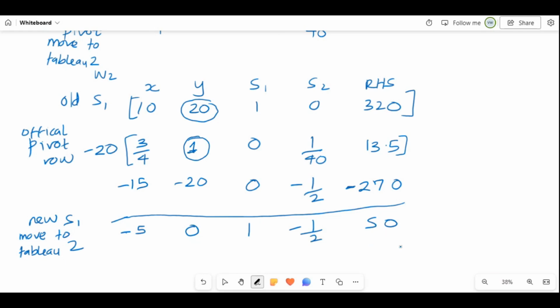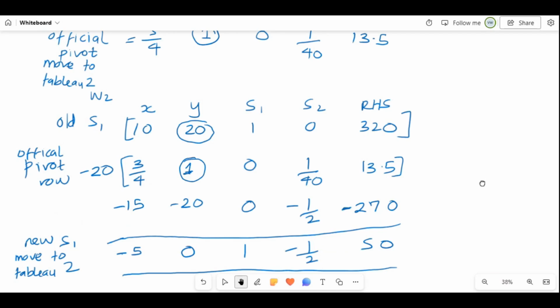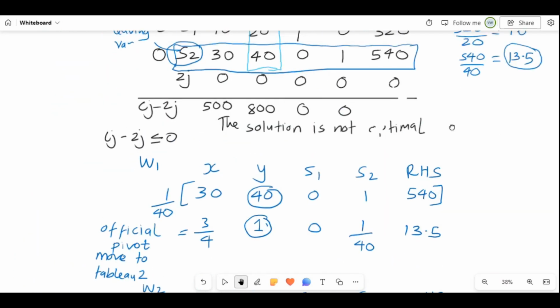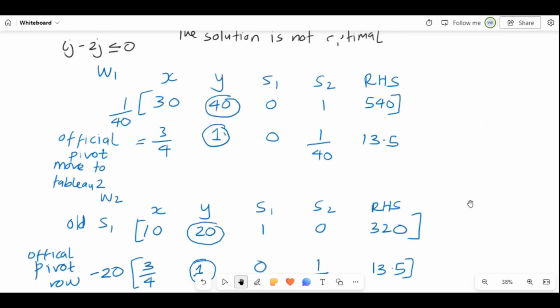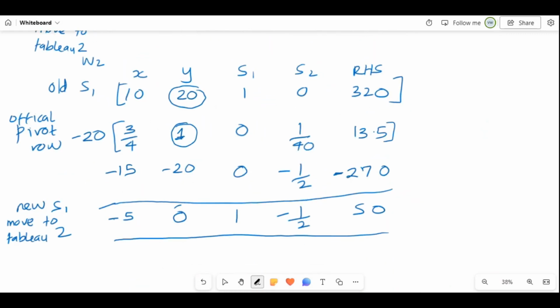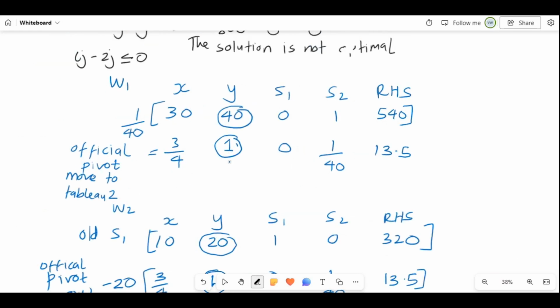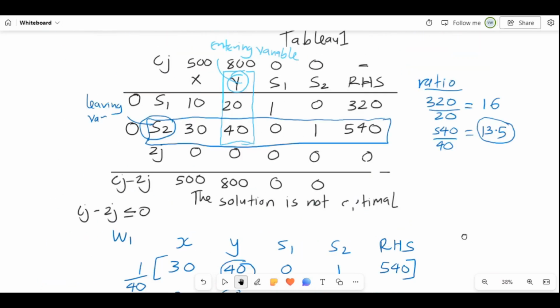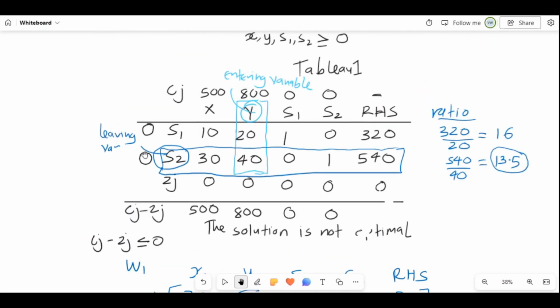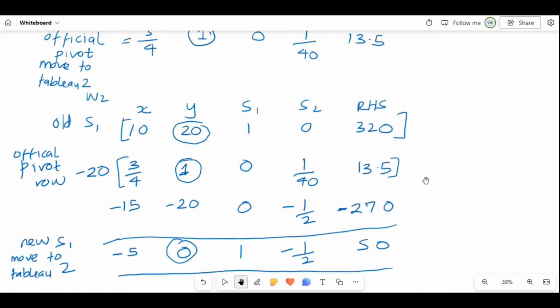So this is now our new S1 that will go to W2. Because we don't have any other constraint to adjust, now we'll move to W2. And you can clearly see that now we've made this to be 0, and that was the goal. And we've made the pivot element to be 1. So once we've done that, bearing in mind what we said about the entering and the leaving variable, now we can draw W2.